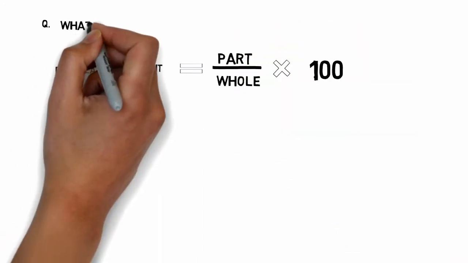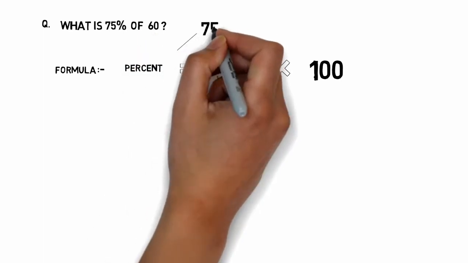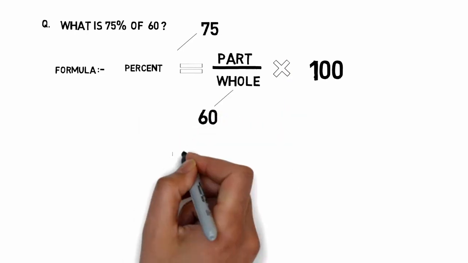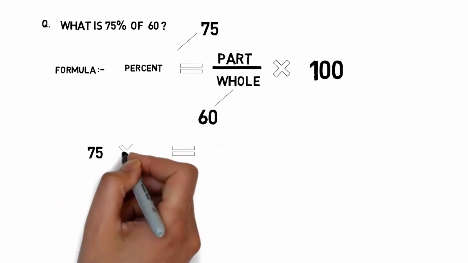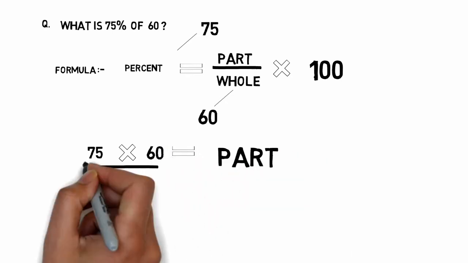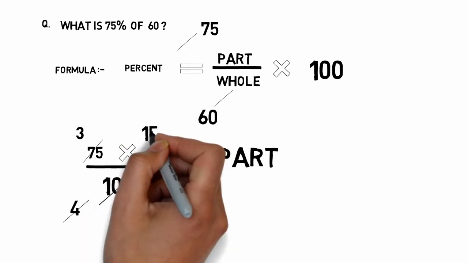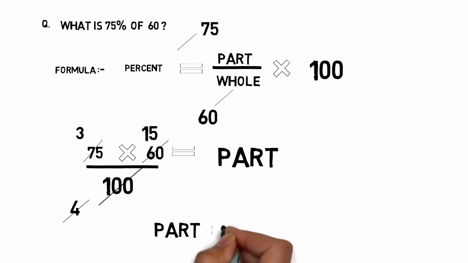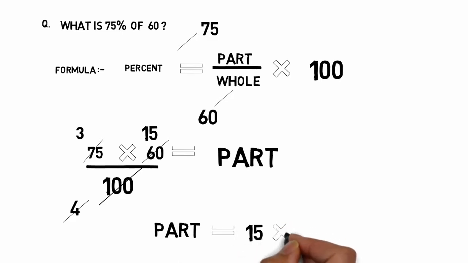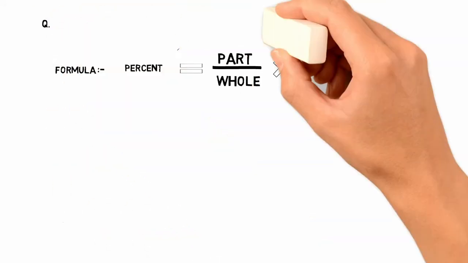Let's take another example. What is 75% of 60? Again, you will find 75 as the percentage and 60 as the whole. We just put it in the formula and get this equation. Now we have to simplify it. After simplification we get 45, which is our answer. 45 is nothing but 75% of 60.